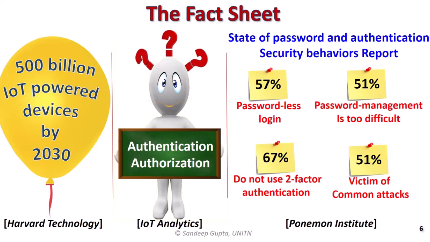for IoT applications. The State of Password and Authentication Security Behaviors Report by Ponemon Institute published that 57% of users prefer password-less login. 51% of users complain that password management is too difficult. About 51% of users are the victim of common cyber attacks. And, 67% of users do not use any two-factor authentication. Therefore, research for next-generation user authentication schemes for IoT applications is essential.